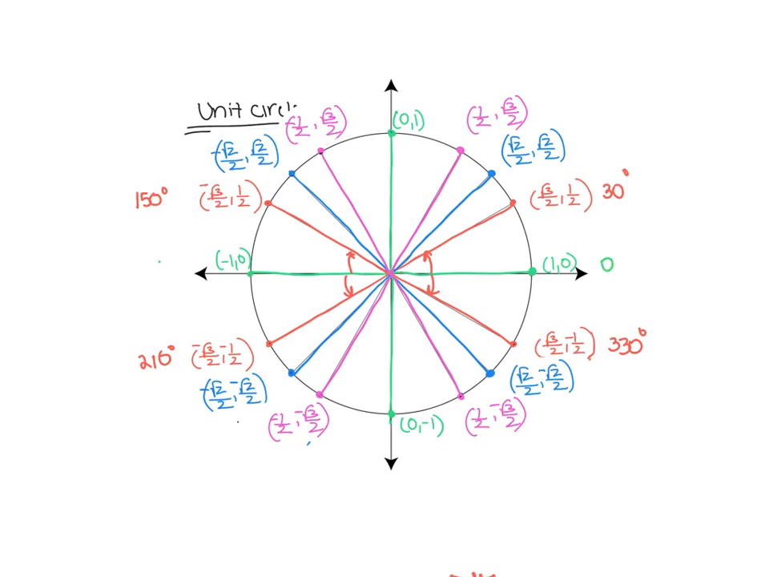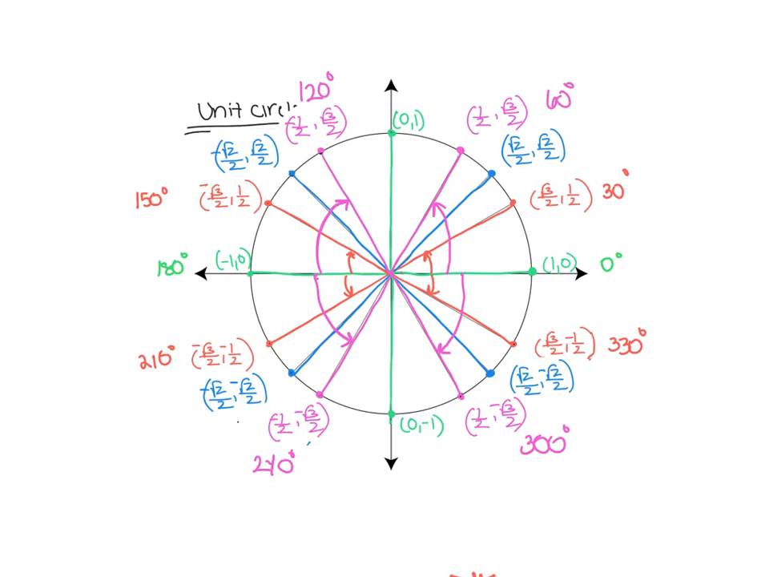Now, I'll put those in because we know those ones. If we look at the ones in purple, these are 60 degrees more than 0, 60 degrees less than 180, 60 degrees more than 180, 60 degrees less than 360. Okay, so now we have those angle measurements.